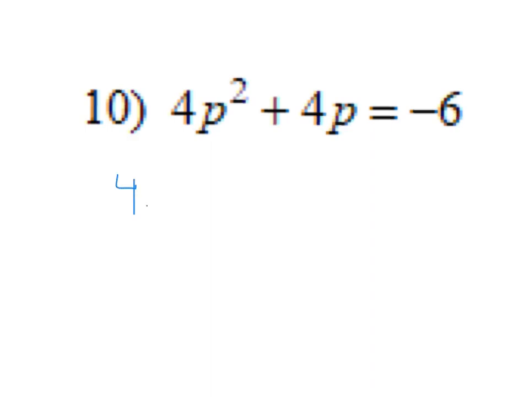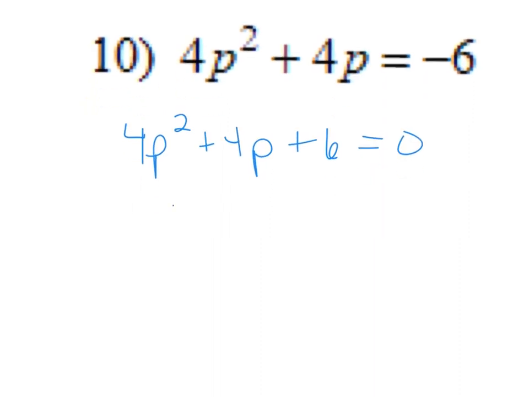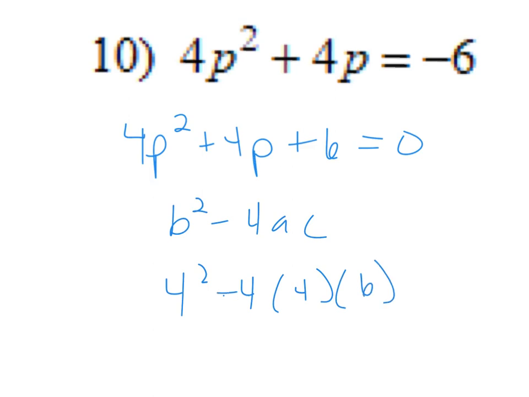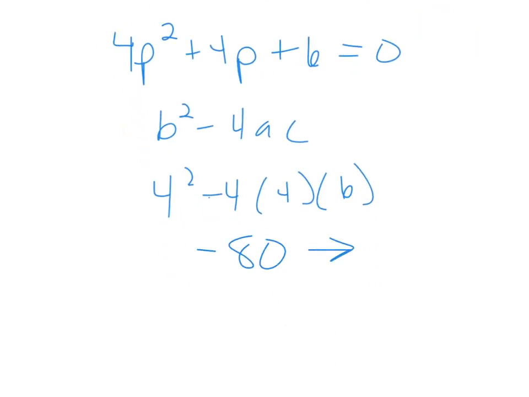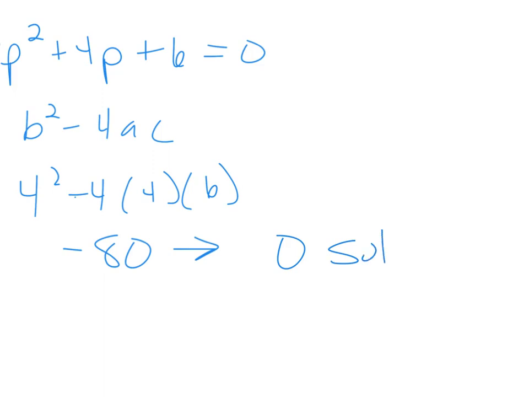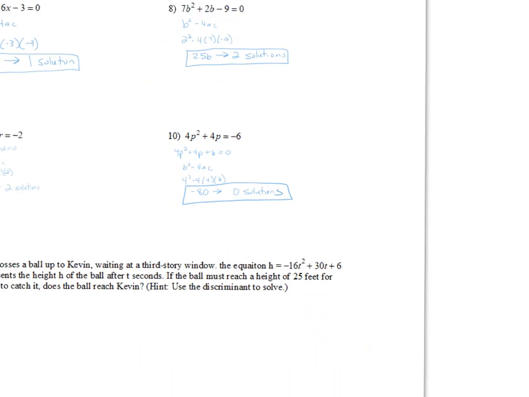Okay. All right, on this one to find the discriminant, we're going to have to go ahead and set equal to 0. So I'm going to add that 6 over and get 4p squared plus 4p plus 6 equals 0. All right, and then b squared minus 4ac, so 4 squared minus 4 times 6. All right, so we're going to type it into the calculator there. And I got negative 80 when I did that. And so I'm going to end up with no solutions here. There are 0 solutions because you have a negative inside the square root. And so since you have a negative inside the square root, that means you can get no answers.